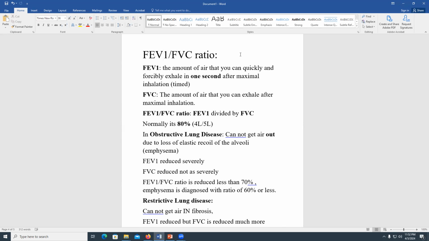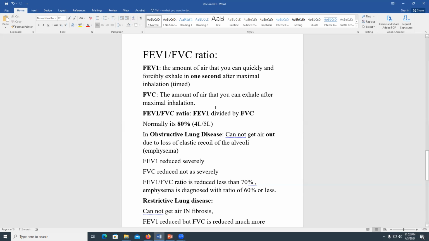And then the patient will be asked to expel everything out, remove all the tidal volume and the expiratory reserve volume, and then in 1 second, we will measure how much came out. So the FEV1 represents the amount of air that you can quickly and forcibly exhale in 1 second. It has to be within 1 second after a maximal inhalation. And the FVC is going to be the amount of air that you can exhale after the maximal inhalation.